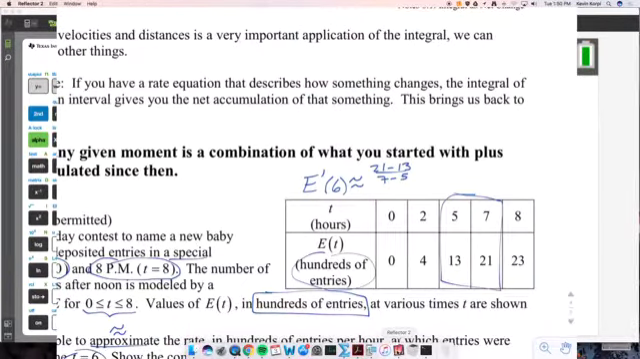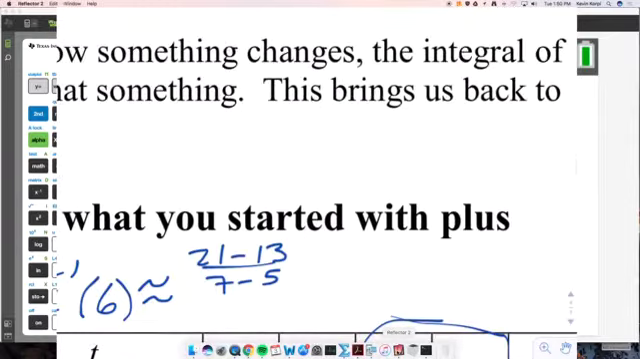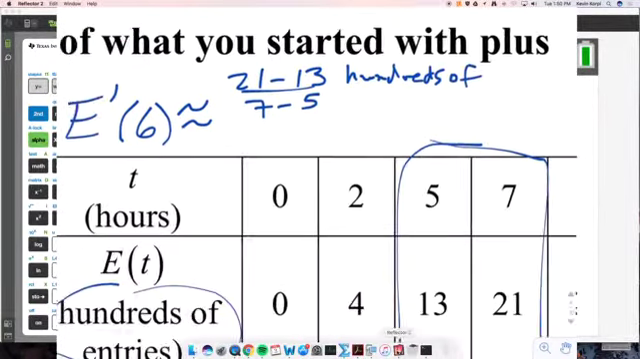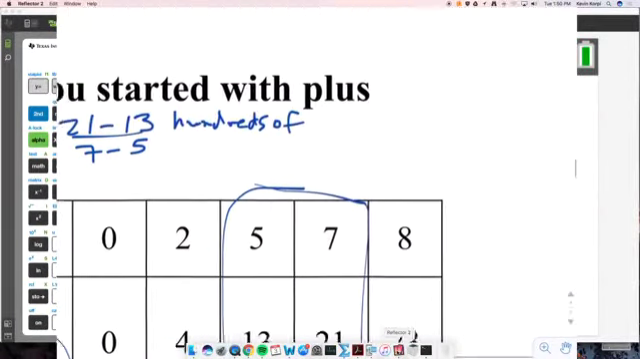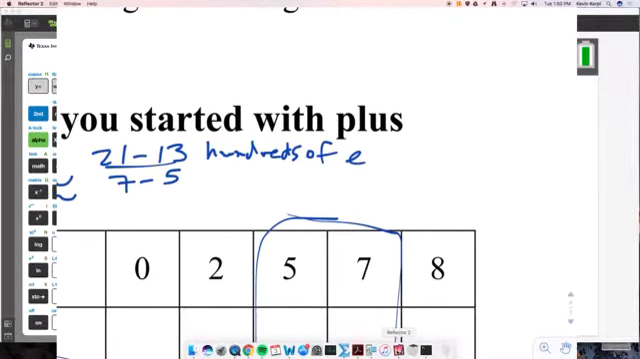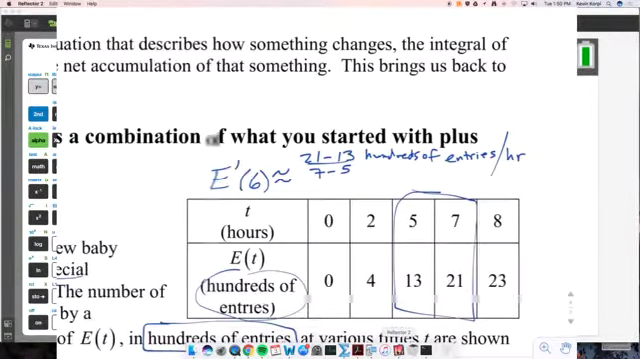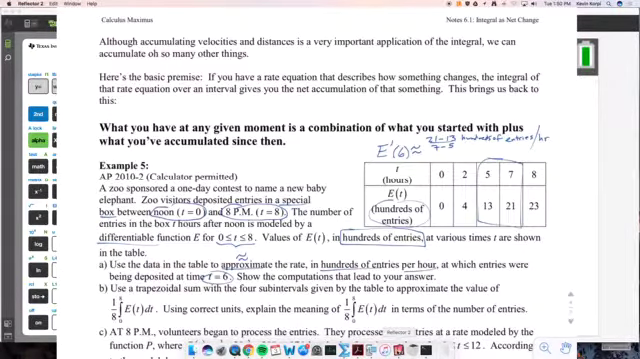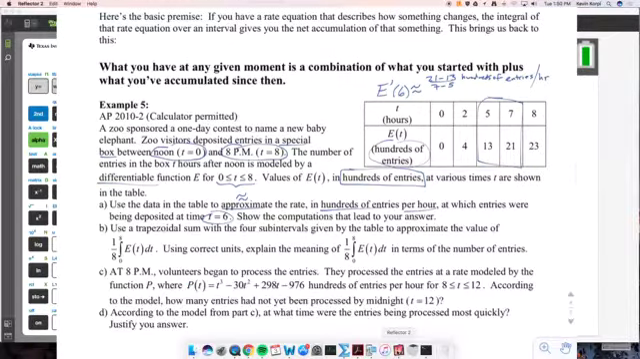But then what would your units be? Well, it's units of this divided by units of that, which is hundreds. Hundreds of what? Not hours. Hundreds of entries, and then per hour. Okay? Hundreds of entries per hour. So change in y over change in x. So you've got to be careful when your tables are given. The x's are on the top and the y's are on the bottom. But for your difference quotient, you've got to flip it. Y's on the top, x's on the bottom.